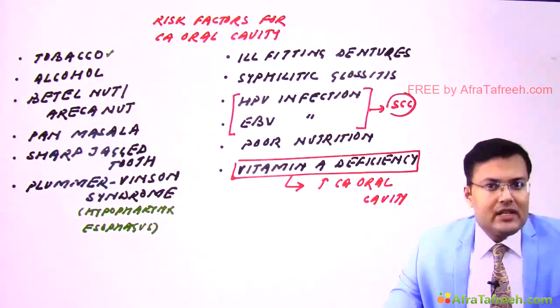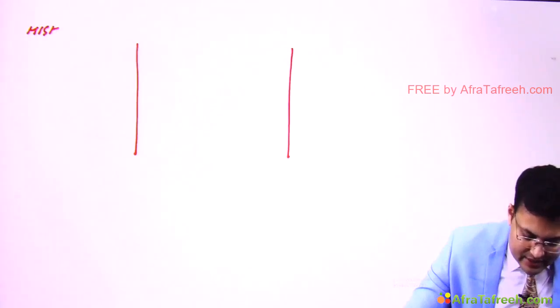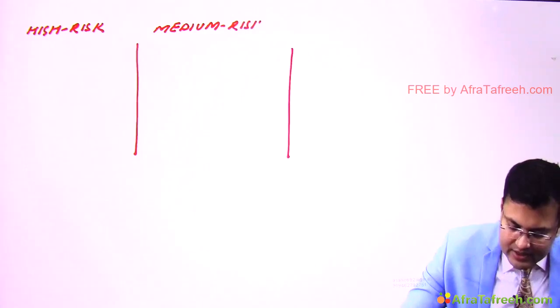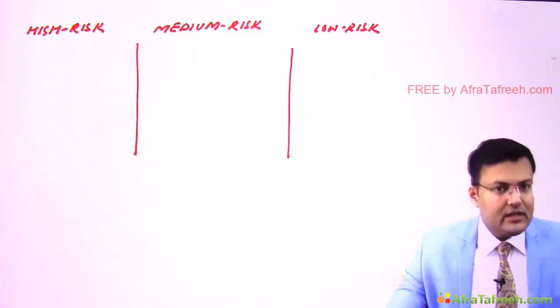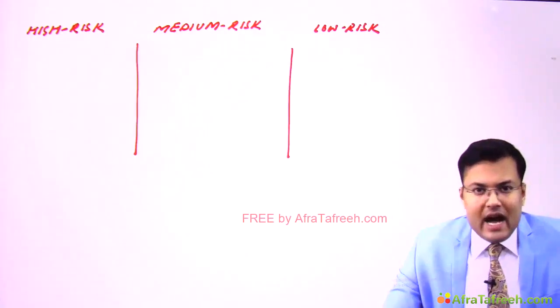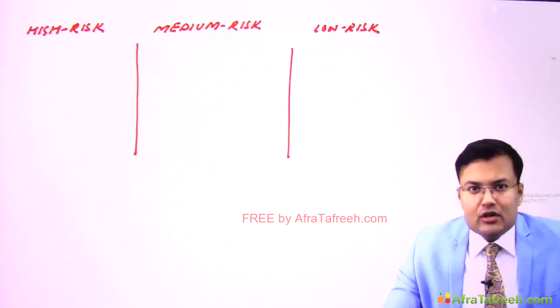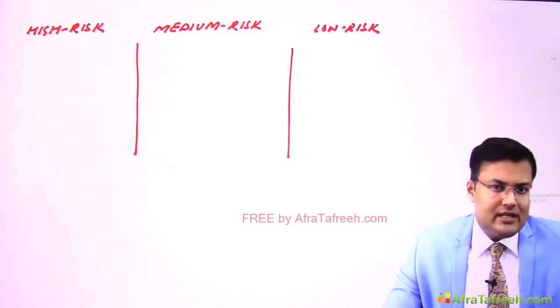So see, what is this group? Conditions associated with malignant transformation. What are the high risk lesions? What are the medium risk lesions? High risk lesions, medium risk lesions and low risk lesions. Clear? This is another important question because what they do in exams, they give 3 high risk lesions and 1 medium risk or low risk lesion, and then they ask which of the following is not a high risk lesion for malignant transformation in carcinoma oral cavity.